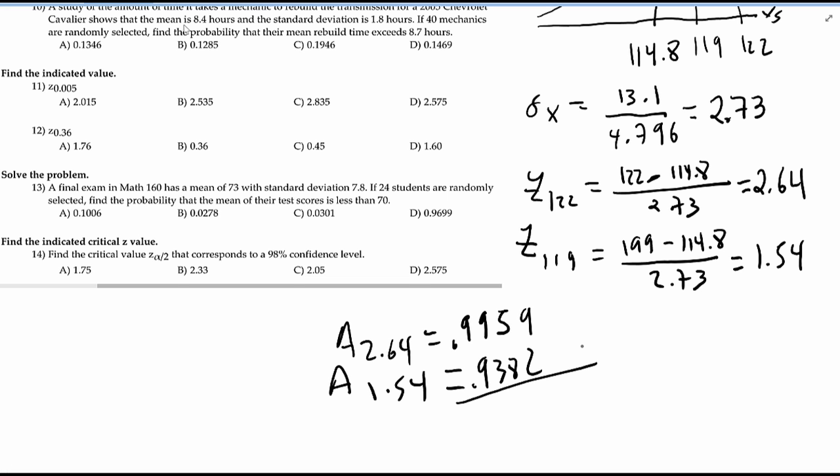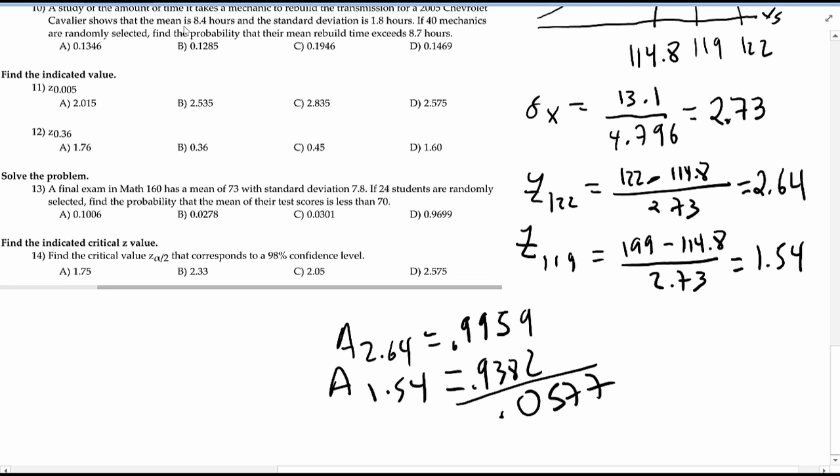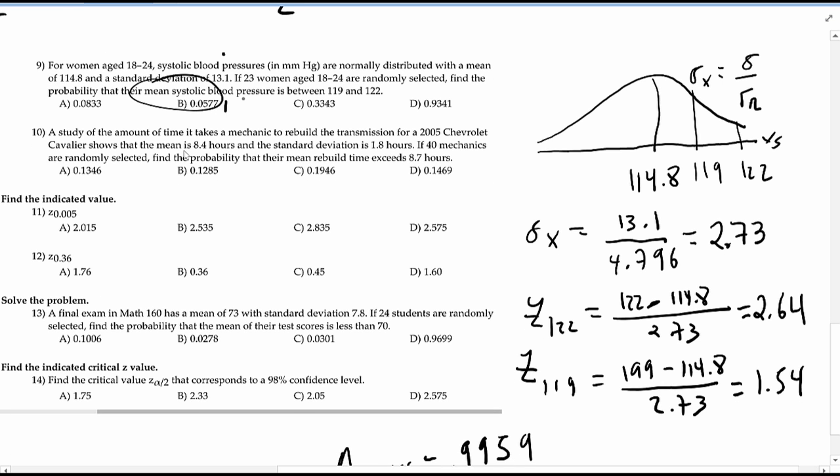0.9959 minus 0.9382, and that will give me 0.0577, which is, oh, it's right there.